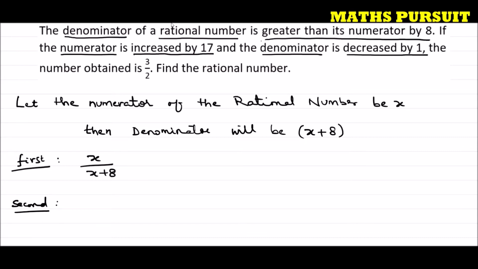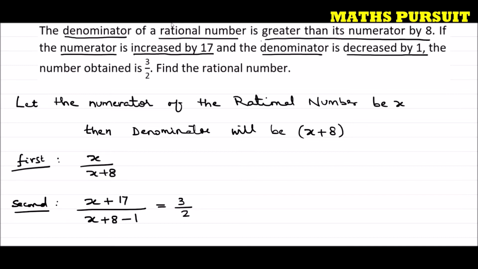So the question is telling us if the numerator is increased by 17, our initial numerator is x, so if it is increased by 17, that means x plus 17, and the denominator is decreased by 1. That means x plus 8 minus 1. Just the denominator, we are decreasing by 1. This is what we have done, and it is equal to 3 upon 2.